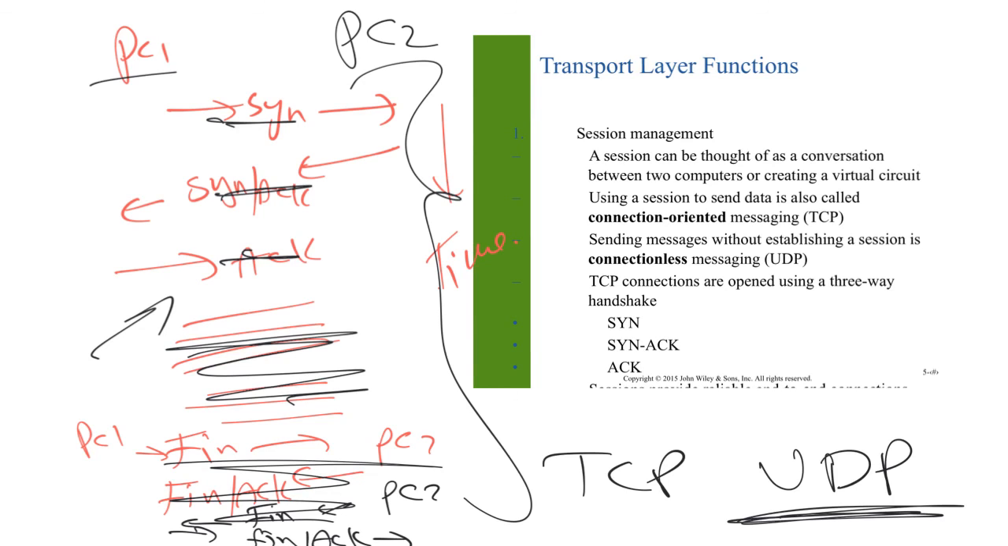TCP will serve many of the application protocols that exist at the application layer. That's why we say the transport layer connects the application layer with the network layer. It acts like the middleman between the application and the network layer.